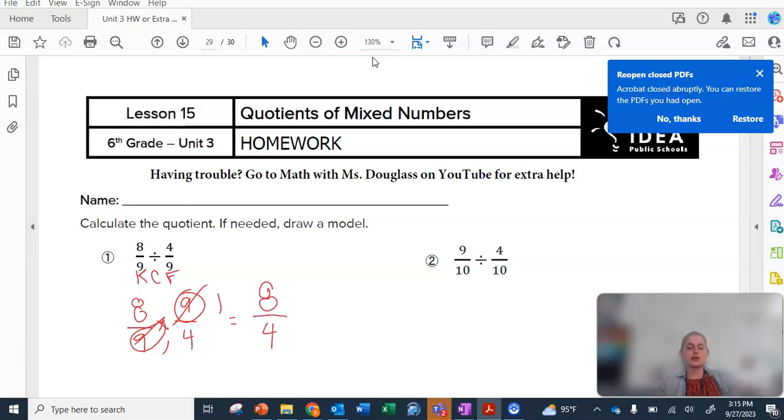Multiply across, you get 8 over 4. If you saw that 8 and 4 could also be simplified by each other, you can do it then and there, or you can do it here when you say how many 4s make 8? Oh, 2 of them. That's our answer.